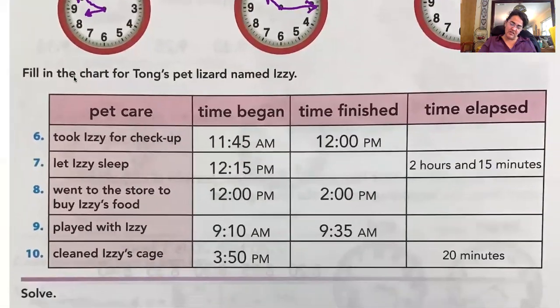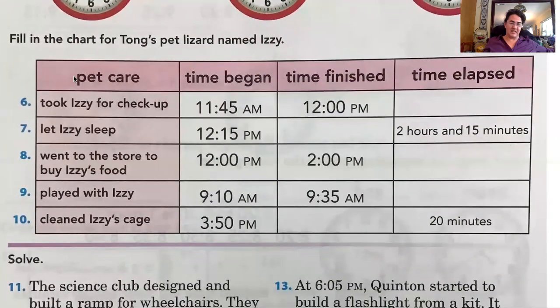We're going to fill in the chart for Tong's pet lizard named Izzy. So he took Izzy for a checkup at 11:45. He was done at 12 o'clock. Remember, from 11:45 a.m. to 12 p.m. is just from 11:45 to noon. So it's not changing crazy hours. It's only a 15-minute jump. And I know that that's something a little new to us, so we just need to know that that's 15 minutes.